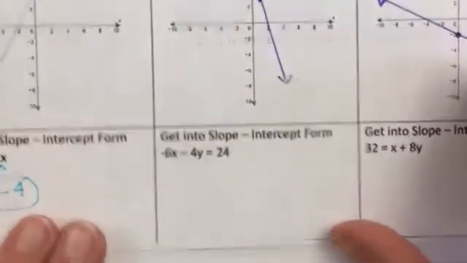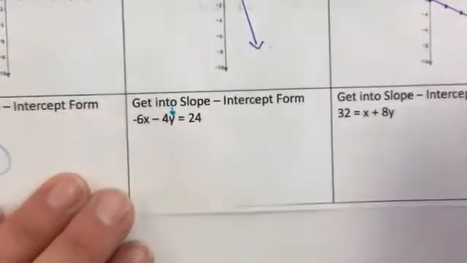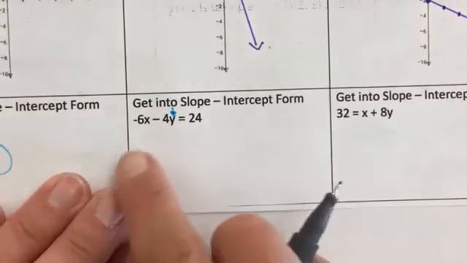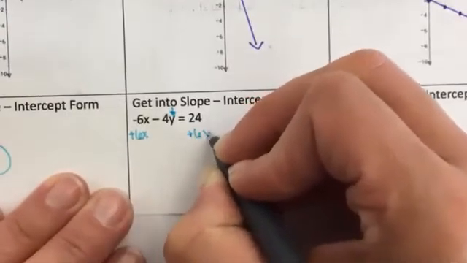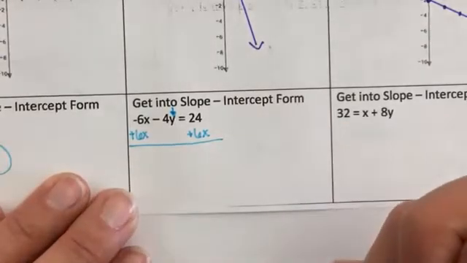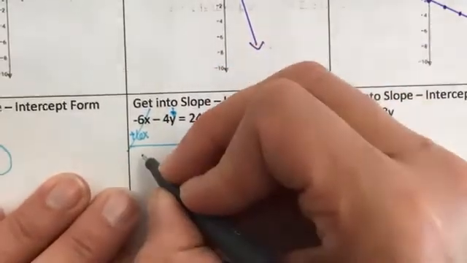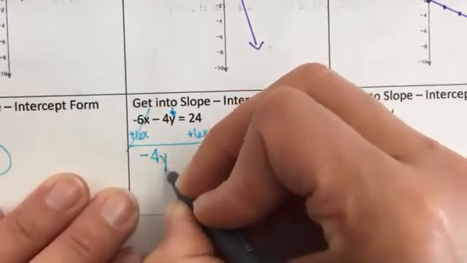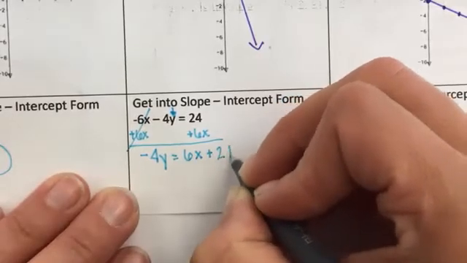Okay. The next one, our y is who we want to get alone. Who do I move first? Yes, we add 6x. Very good. Would you add negative 6? Nope, we are just adding positive 6 because if you have a negative 6 and you add 6, it gets to 0, which is what we want. And then I'm going to have 6x plus 24.